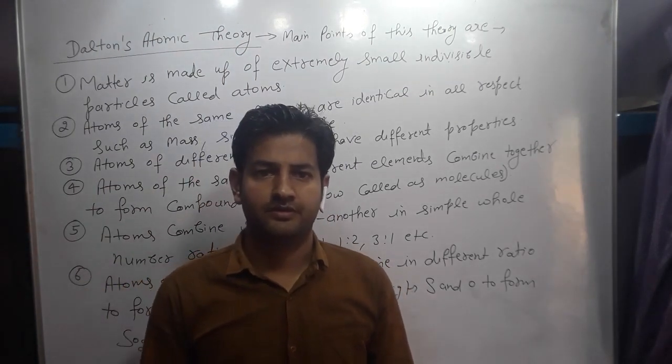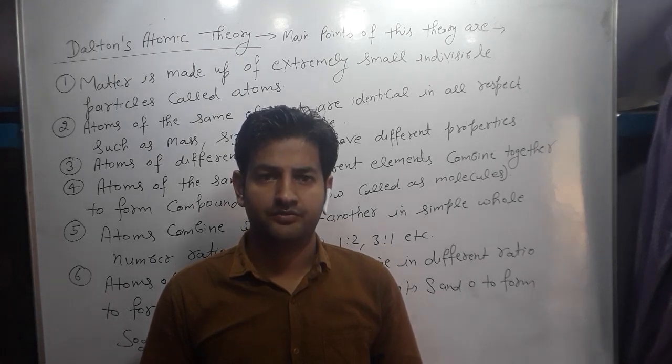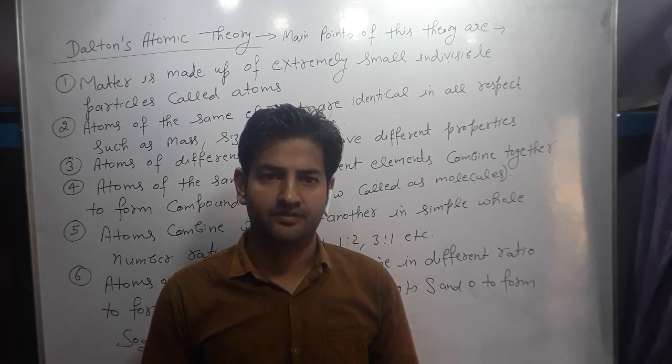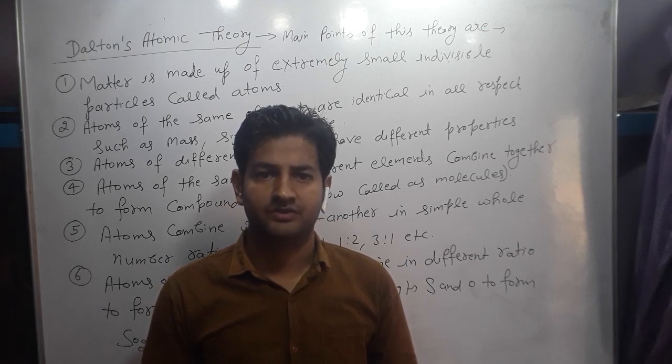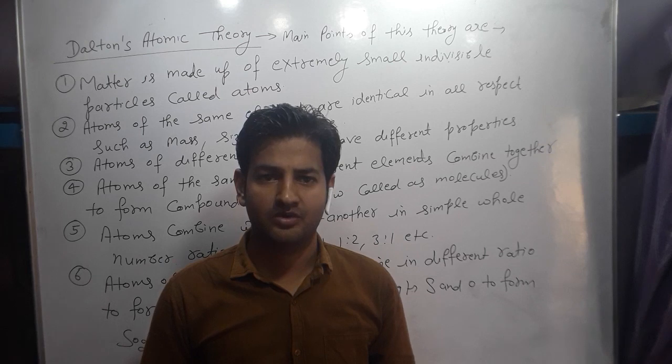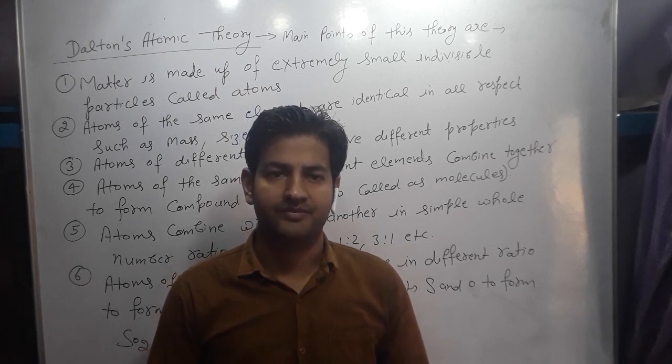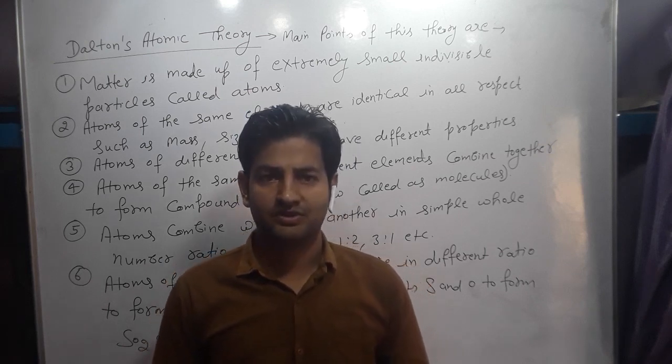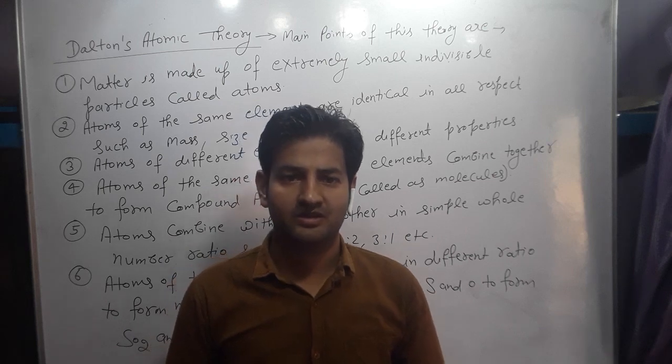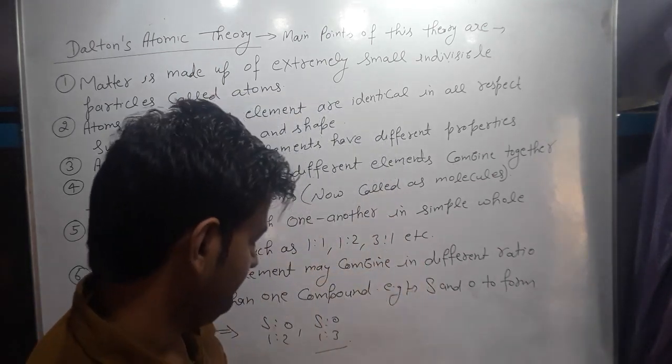Good morning, students. In the last lecture, we discussed the laws of chemical combination. We discussed five laws of chemical combination, including the law of conservation of mass, the law of reciprocal proportion, the law of multiple proportion, the law of gaseous volume, and the law of definite proportion. So our next topic in the first unit, some basic concepts of chemistry, is Dalton's atomic theory.